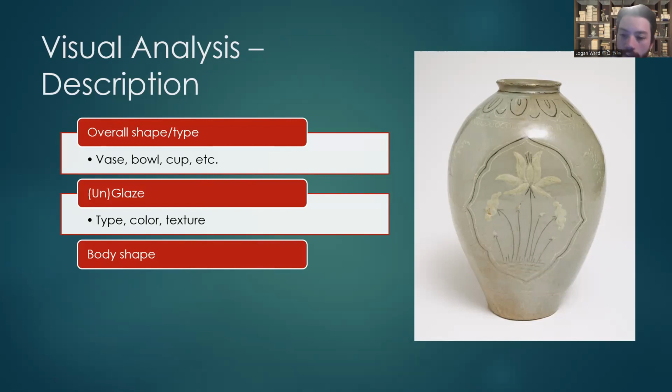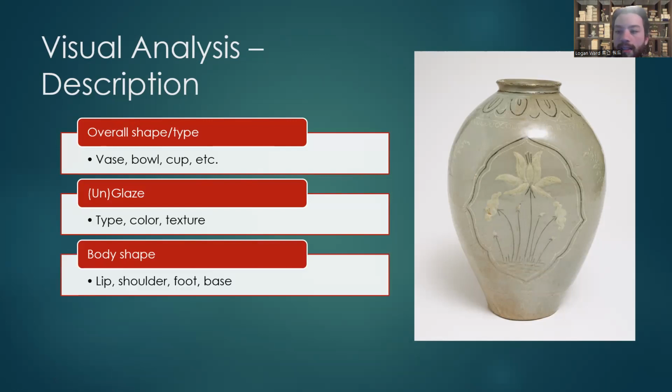And then you want to get more specific about the body shape. So not only is it a vase, but what does its lip look like? The lip is this area around the hole at the top. And so you want to think about, is it flared out? Is it flared in? Is it just straight up? Is it very thick? Is it thin? Is it wide? Is it narrow? All those kinds of things are things to think about.